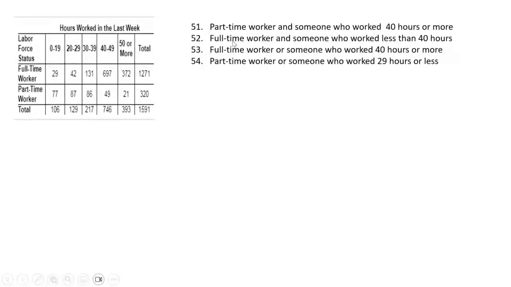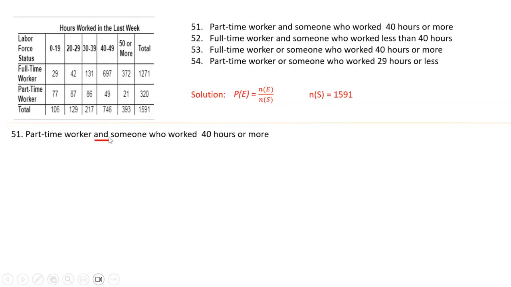Now let's do number 51. It says a part-time worker and, and that's crucial there, guys, the word "and." My sample space is 5091. The word "and" is crucial here, which means a part-time worker and someone who worked 40 hours or more. So here we go. Part-time worker, which is going to be 320.